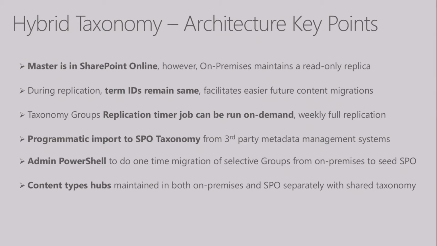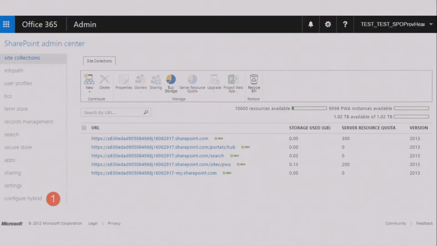And of course, I cannot finish the talk without talking about content type hub. If you have content types that you are using today in on-premises, typically they are based off of your taxonomy terms. So this hybrid taxonomy story gives you a way to have consistent taxonomy between online and on-prem. But you need to continue to keep your content type hub both in on-prem and in online. It's a separate hub you are having, but behind the scenes they use the same taxonomy terms as well. Okay? So those are the key architecture points that I wanted to share.